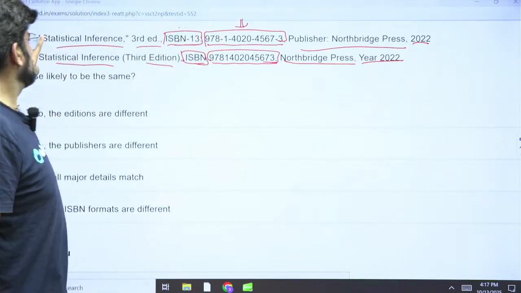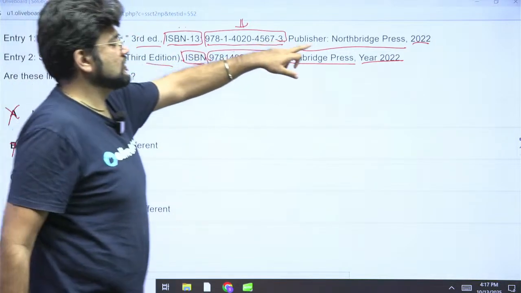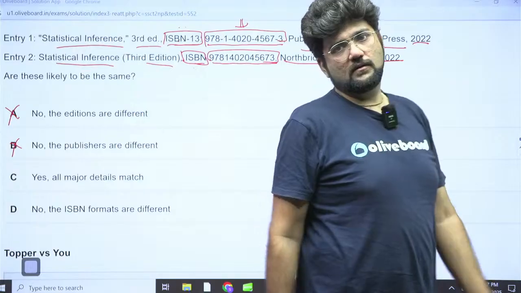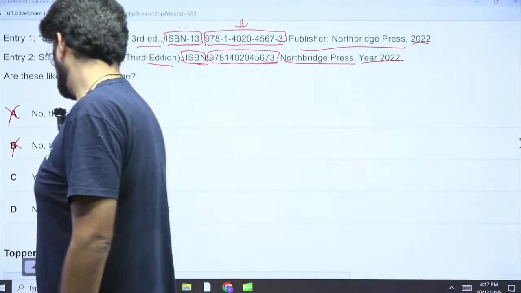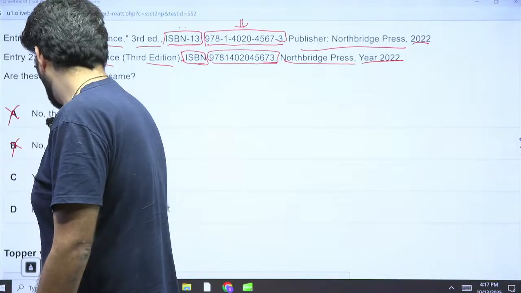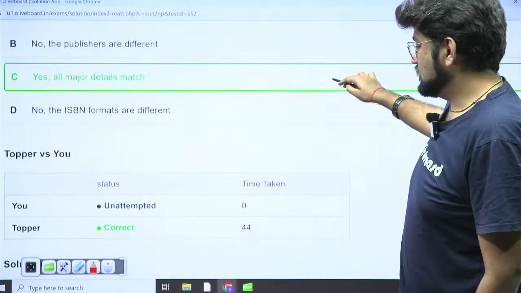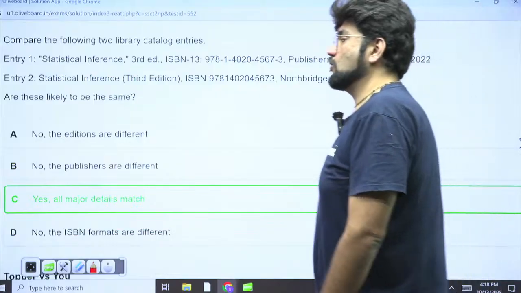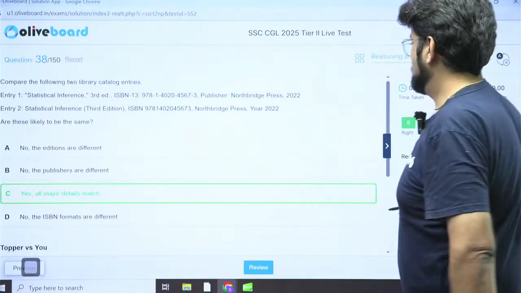Why? Because statistical inference, the title is same, third edition is same, publisher is same, year is same. So technically I think all major details should match. But I don't know, it can be option D also, I'm not sure. Yes, it's C only. Right? So this is what exactly happens. This has the ability to put you off track. Okay, next.